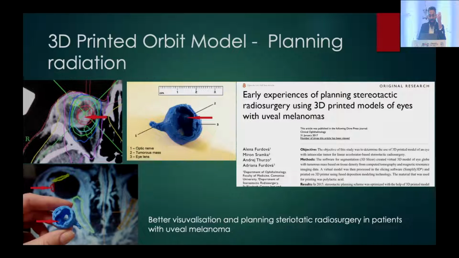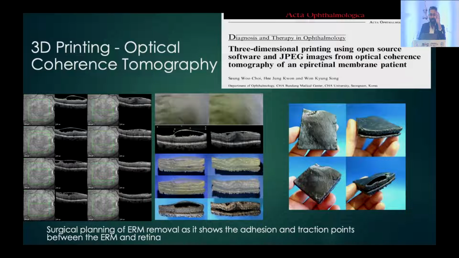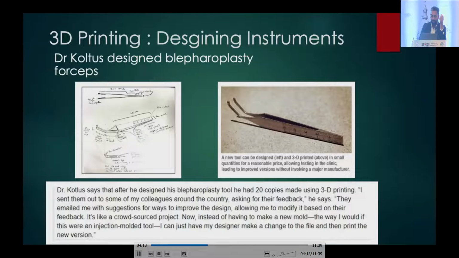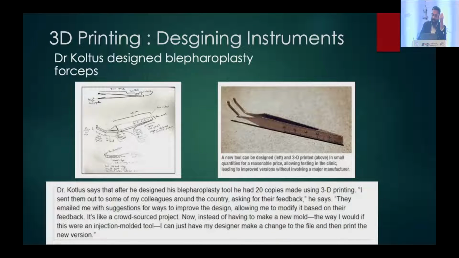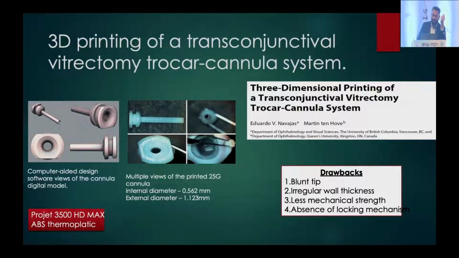And there are 3D printable models for radiosurgery where you can print the case, and then you can see what is the least radioactive place where you can give the treatment. There are 3D printable OCTs where the OCT retina has been converted into 3D models to counsel the patients more easily. There are 3D printable designs for instruments, even a trocar cannula which can be designed. We have done something exactly.